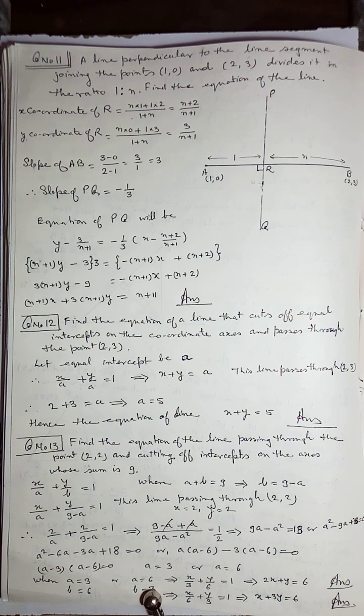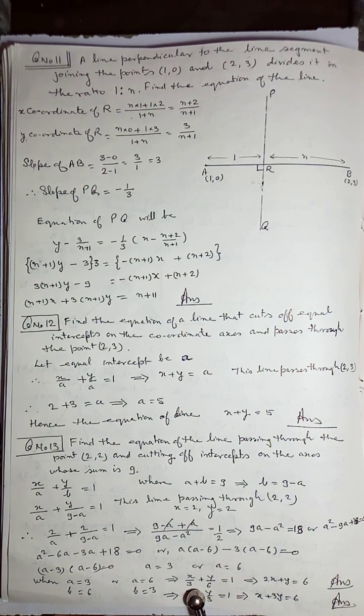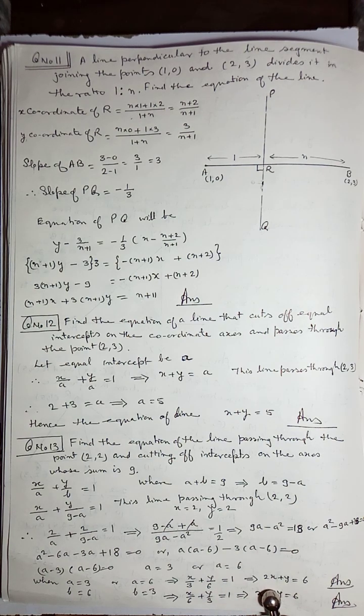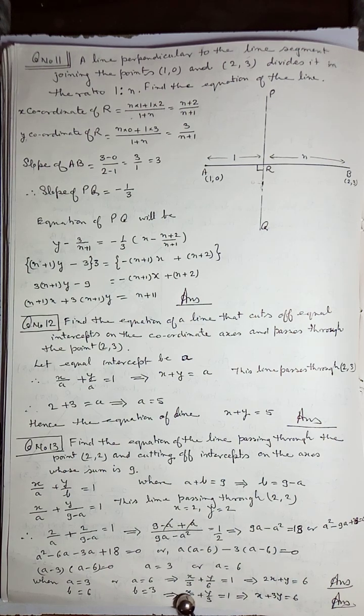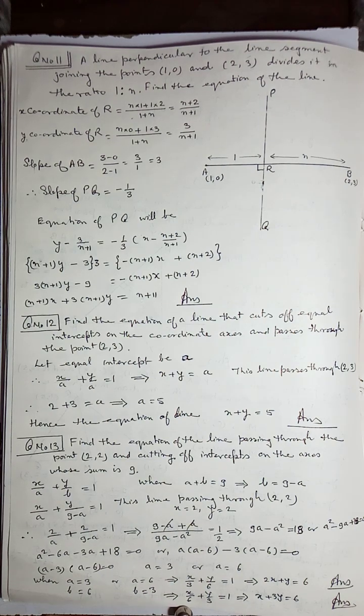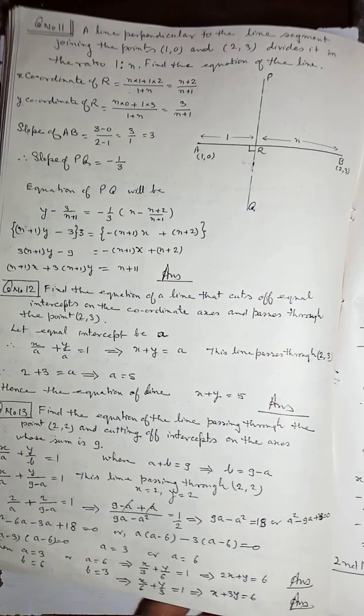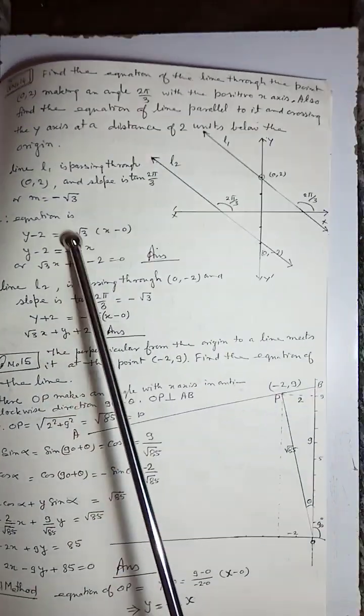So when a is equal to 3, b is equal to 6, or when a is equal to 6, b is equal to 3. When a is equal to 3 and b is equal to 6, at that time x upon 3 plus y upon 6 is equal to 1. So you solve it, you will get 2x plus y is equal to 6. When a is equal to 6 and b is equal to 3, you will get x by 6 plus y by 3 equal to 1. Further solve it, you will get x plus 3y equal to 6. And these are the two answers of question number 13. Now proceed to question number 14.